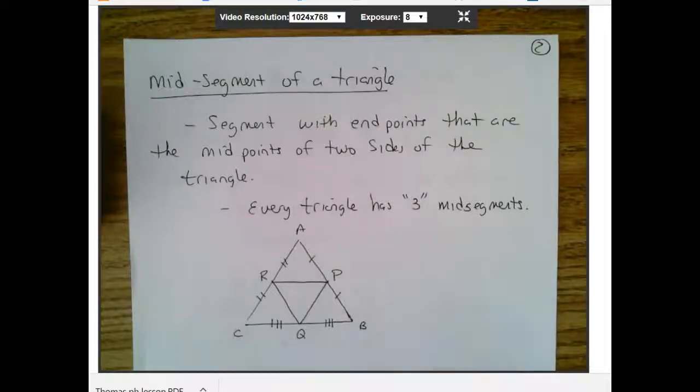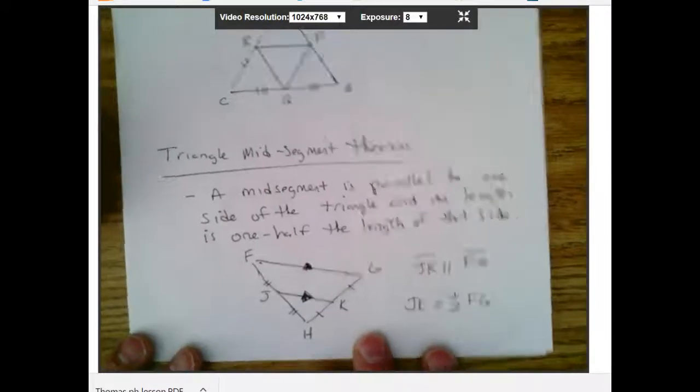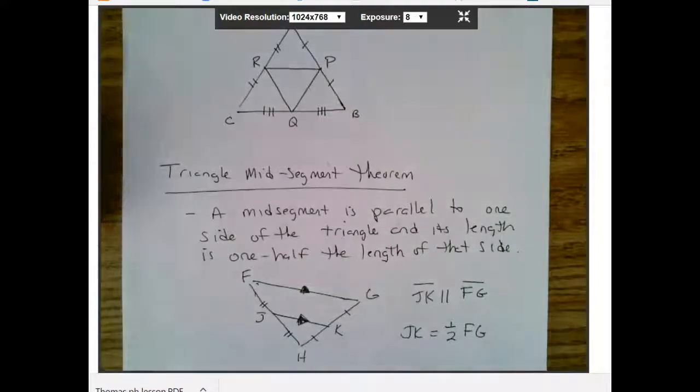Okay, and then because of what a mid-segment of a triangle is, we have a theorem that works for that as well. So the triangle mid-segment theorem says a mid-segment is parallel to one side of the triangle and its length is 1/2 the length of that side. And if you remember, we did the trapezoid mid-segment theorem. This is the same idea.